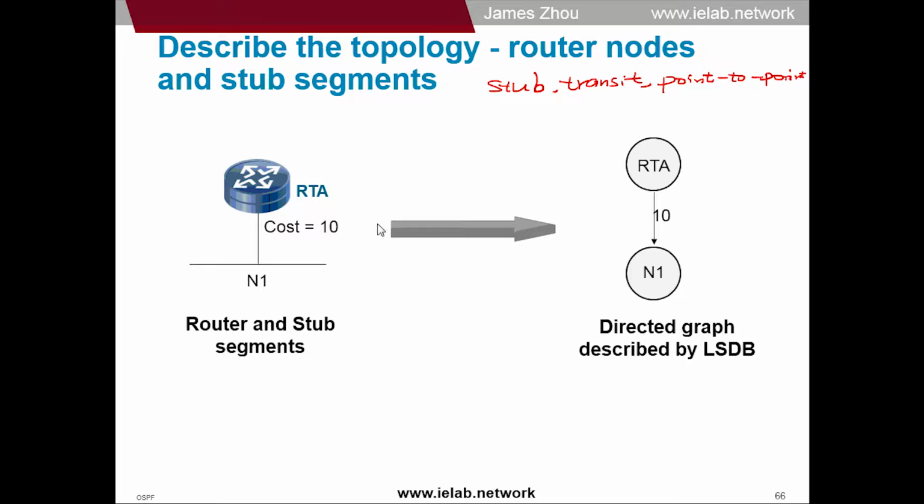Stub is like a spine connecting to a leaf, a tree connecting a leaf. The leaf we call the network. So stub is like a node directly connected to the network.